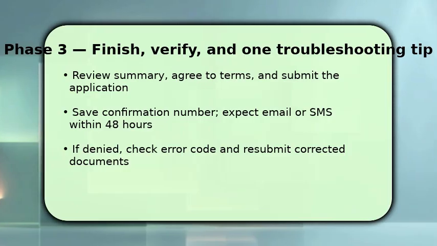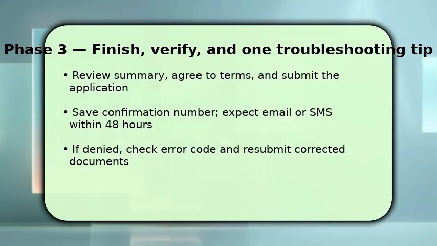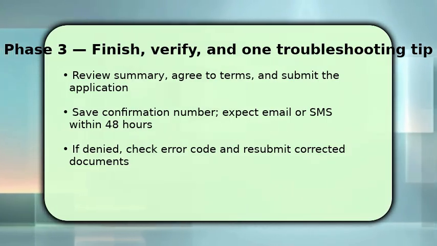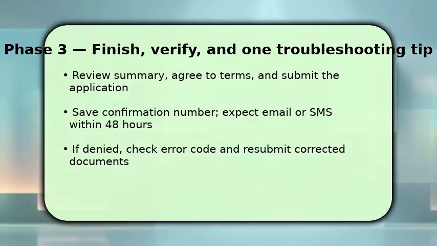After submission, copy or screenshot the confirmation number and watch for an email or SMS within 48 hours with the next steps. If the application is rejected, examine the provided error code and message. Then correct the specific document or field and resubmit. Resubmissions are often processed faster once the exact issue is fixed.